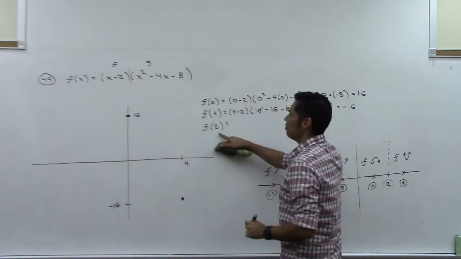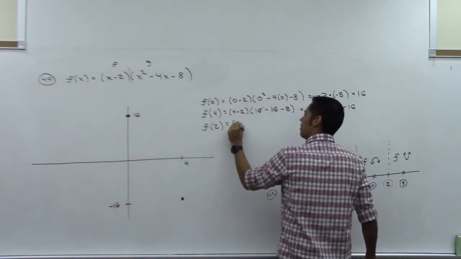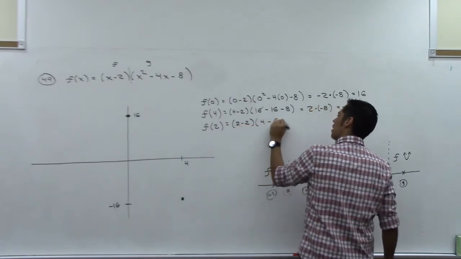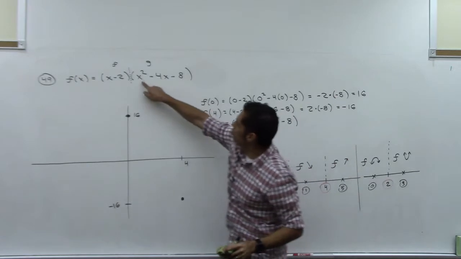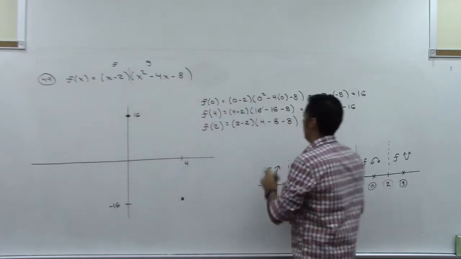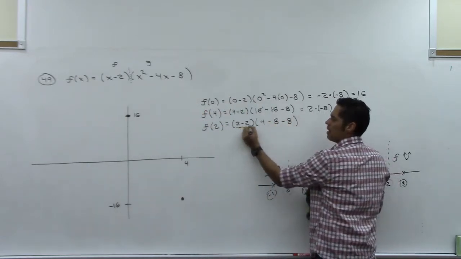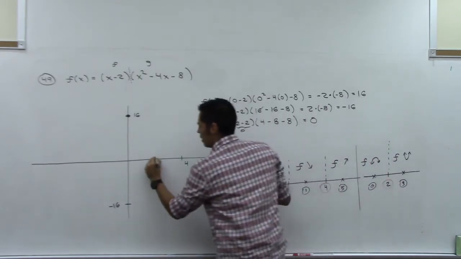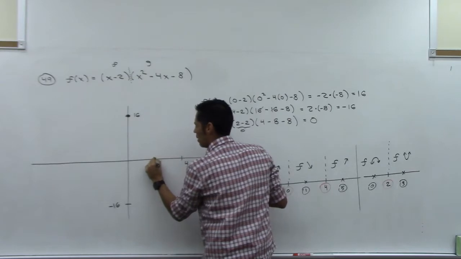And then at 2, when we plug 2 in there, notice what happens. 2 minus 2, then 2 squared is 4 minus 8 minus 8. So I just plugged in 2 here, 2 here, 2 there. And this really didn't matter because these two together are 0, and 0 times anything is 0. So we get 0 there. So at 2, my graph is 0.